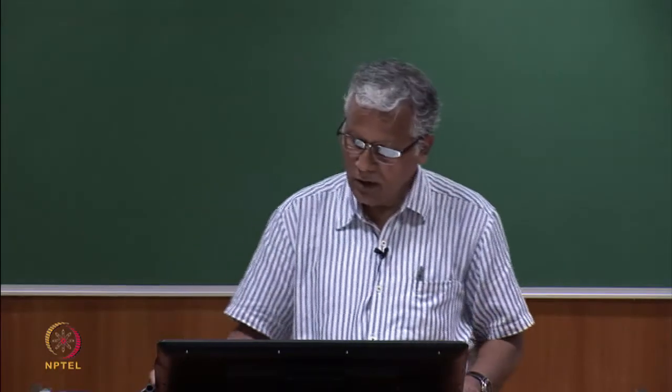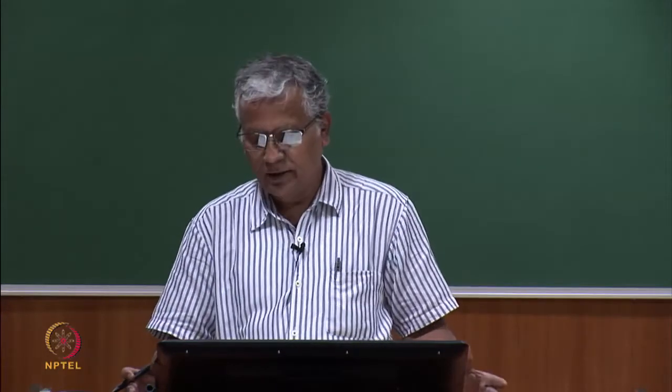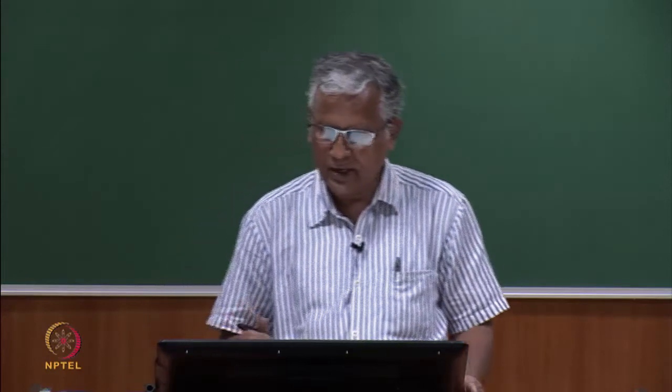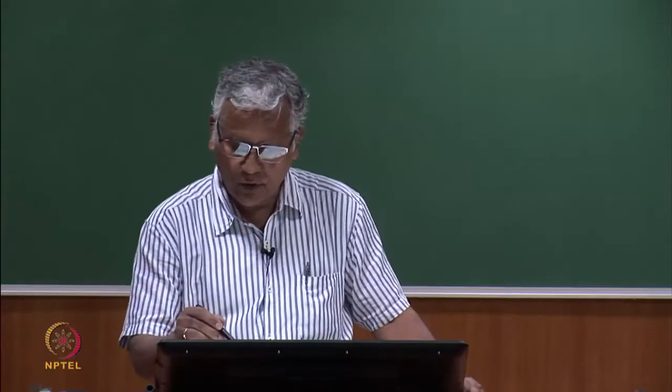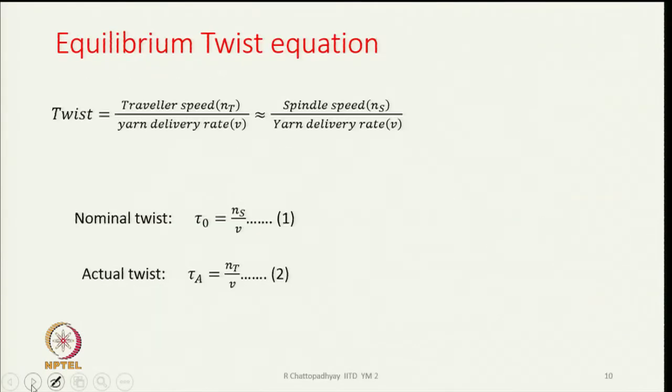So, this is how the yarn is twisted, and the way twist exists in the three different zones as the yarn is flowing from the front roller nip to the bobbin. So, the equilibrium twist equation is that twist is, in this case, traveler speed divided by yarn delivery rate, which is almost equivalent to spindle speed divided by yarn delivery rate. So, we will see how much is the difference between traveler speed and spindle speed.